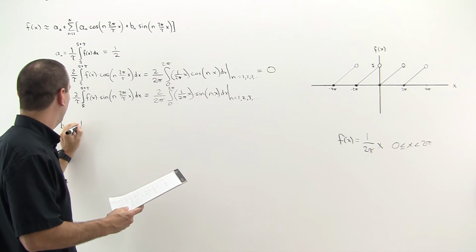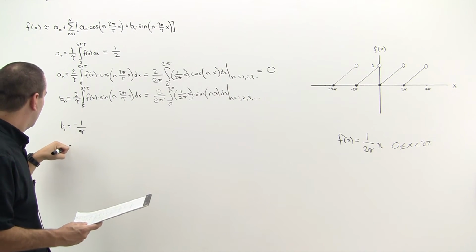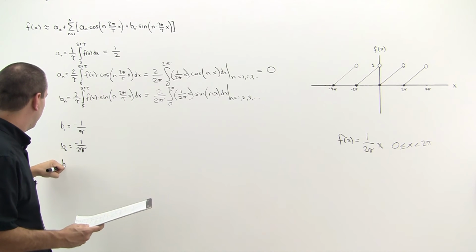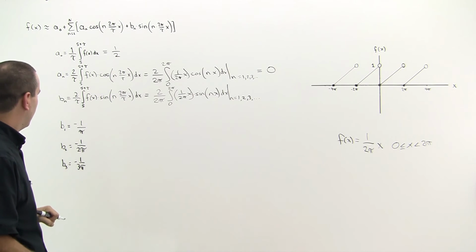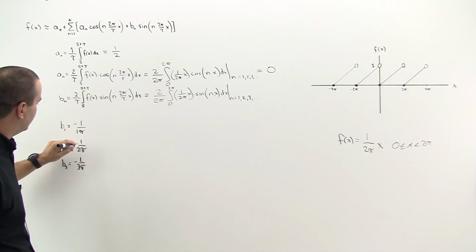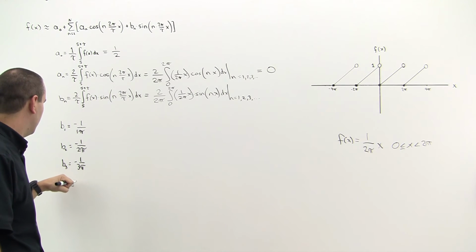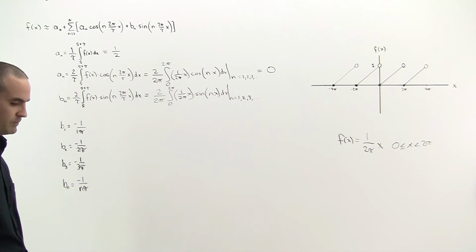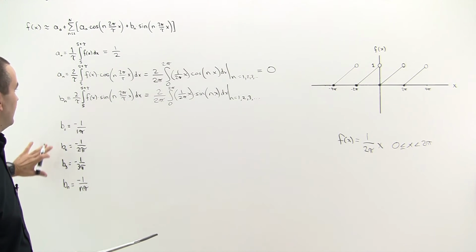B1 will be negative 1 over pi. B2 will be negative 1 over 2 pi. B3 will be negative 1 over 3 pi. Do you see the pattern? 1 over 1 pi, 1 over 2 pi, 1 over 3 pi. So B sub n in general is going to be negative 1 over n pi, right? Okay, so now let's write down the Fourier series that corresponds to these coefficients.